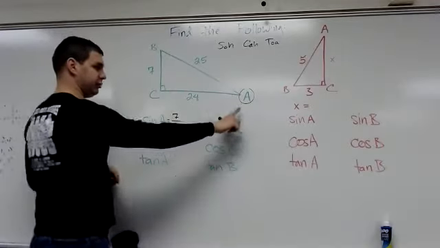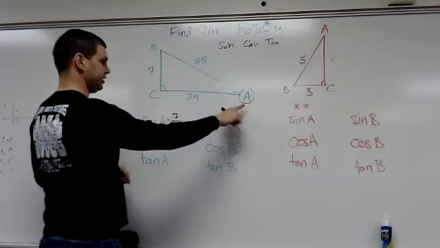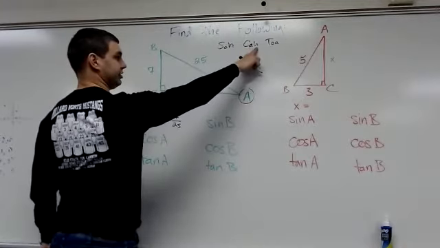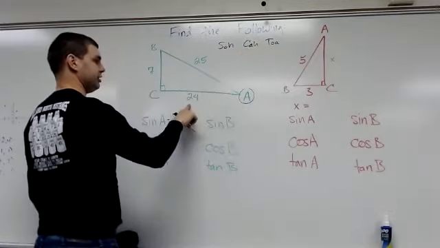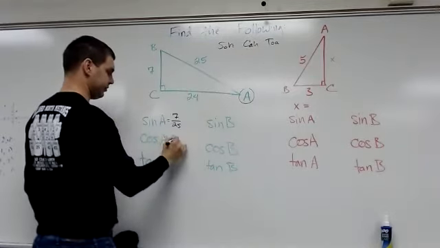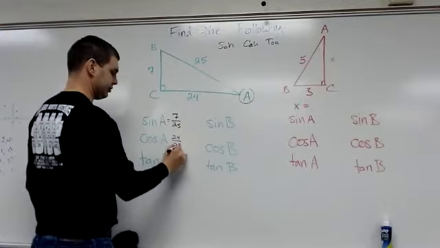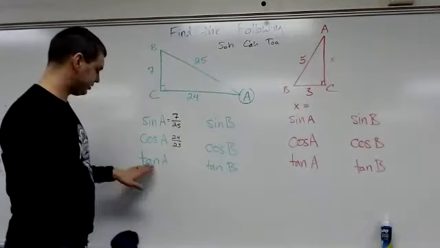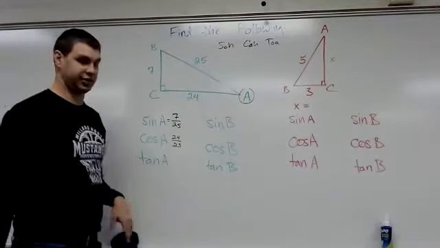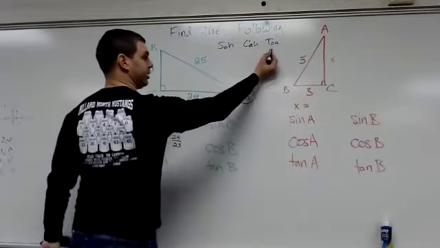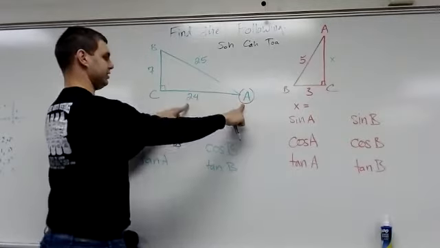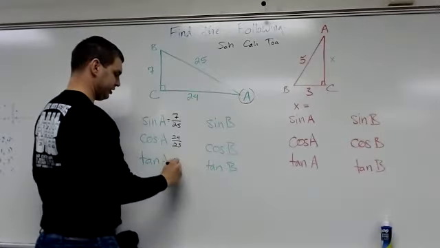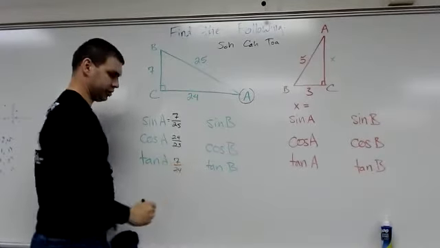Cosine of A, again, we're using angle A over here, except cosine is now adjacent over hypotenuse. C for cosine, adjacent over hypotenuse, is going to be 24 over 25. Okay. And then tangent of A, last one for A here, tangent is going to be opposite over adjacent. So compared to A, the opposite is 7, the adjacent is 24, so this would be 7 over 24.